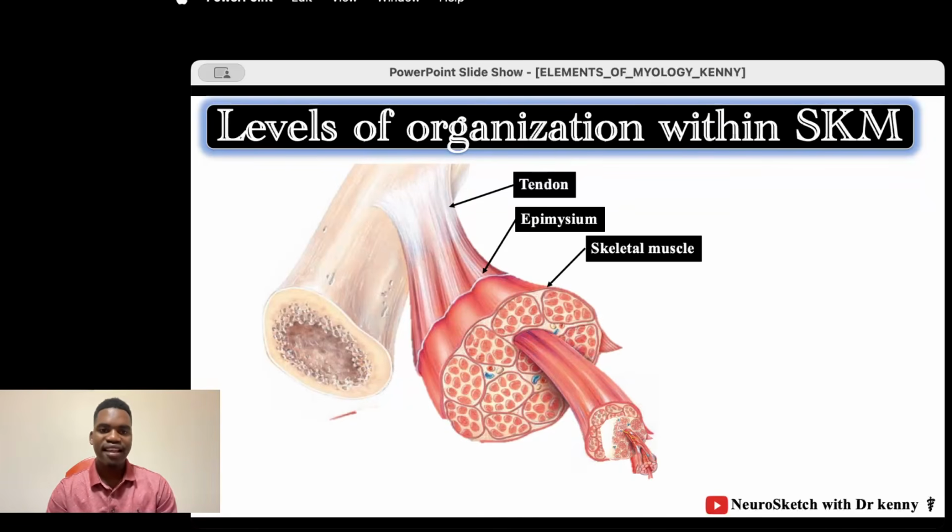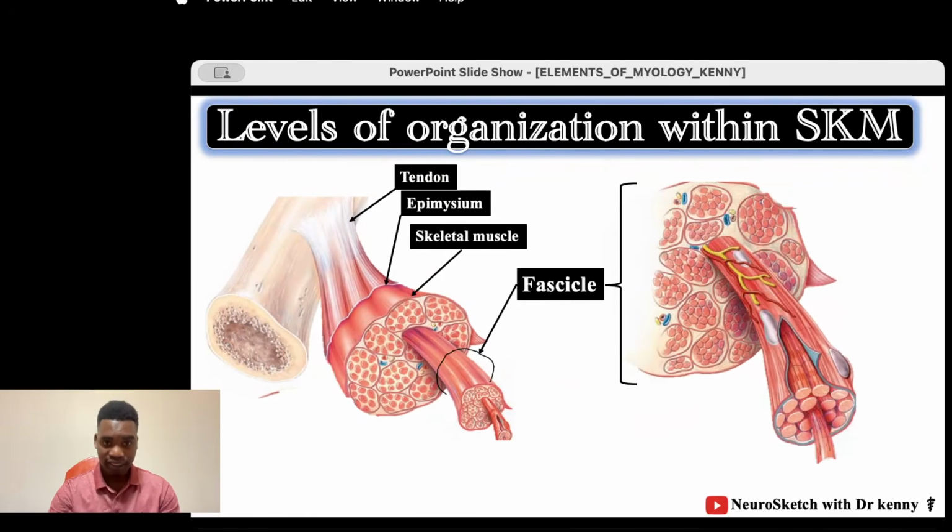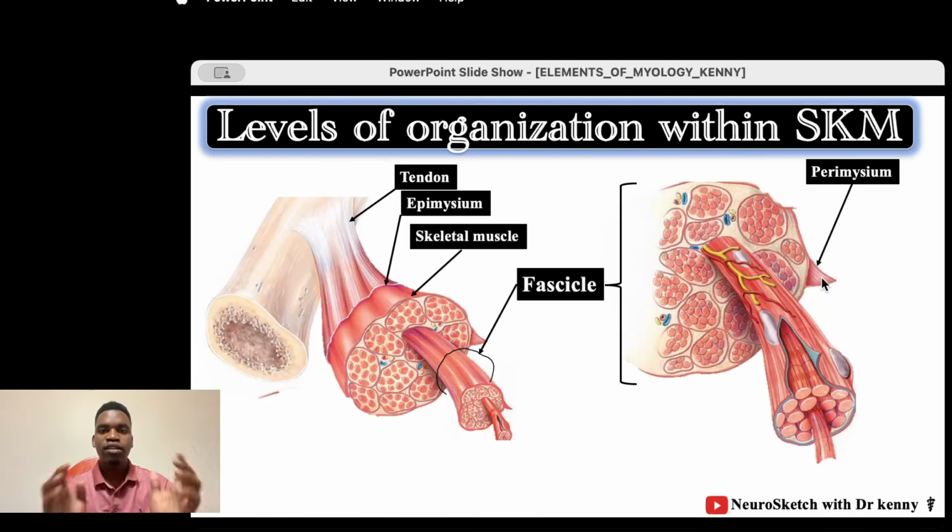The epimysium. But you see, a skeletal muscle is made up of a lot of small bundles, and these bundles we call fascicles. This is a fascicle. So a skeletal muscle is made up of a lot of fascicles. Of course, a fascicle is also covered by a thin layer of membrane, which is known as the perimysium. So the perimysium is the thin layer of membrane that covers the fascicle.